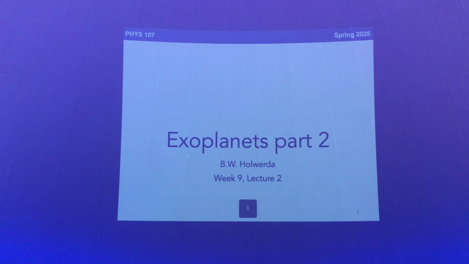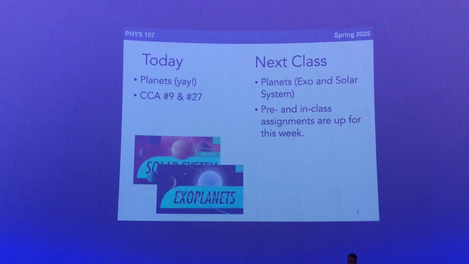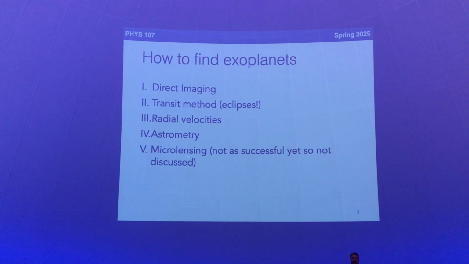So, exoplanets part 2. We talked about how we've been finding them, so the planets are still really cool. We had these 5 different ways of detecting exoplanets around other stars, and they really only started happening because our cameras got good, right? So we can do things like transit and radial velocities and astrometry because our instruments got just that much better.